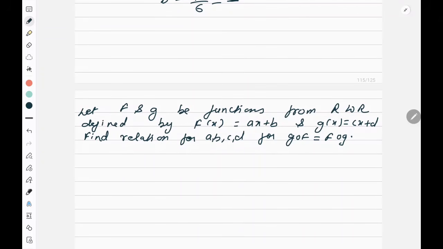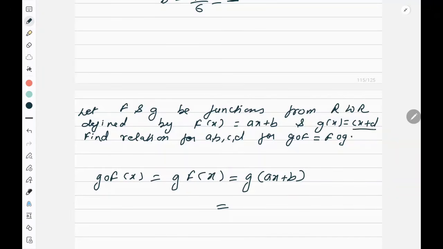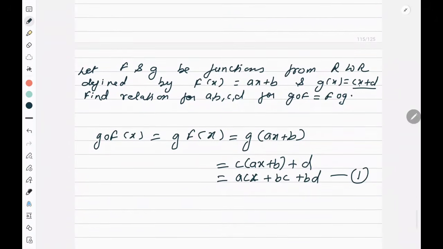Let f and g be the functions from R to R defined like this. Find the relation between a, b, c, d so that GOF is equal to FOG. Very simple. First you find out GOF of x. Now GOF of x will be g of f of x. And what is f of x? f of x is ax plus b. So g of ax plus b. Now what is g of ax plus b? In place of x I should put ax plus b. So c times ax plus b, plus d. So this will become acx plus bc plus d. So let this be equation 1, which is the value of GOF.